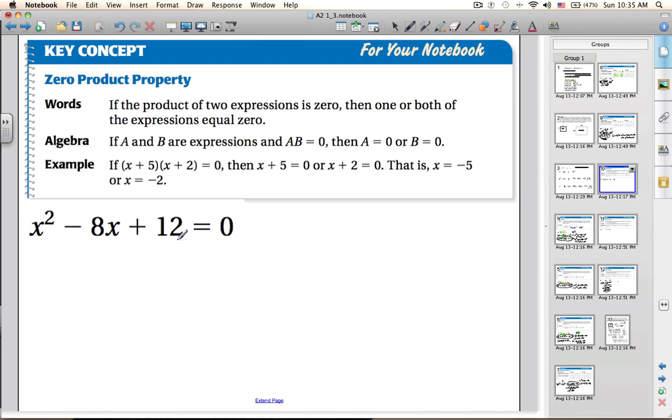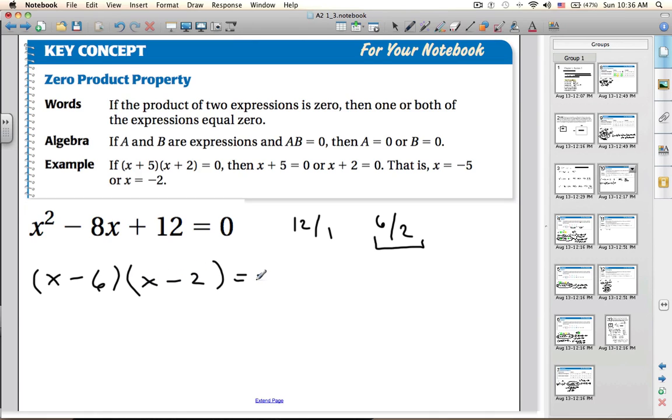So now I want the factors of 12 that will add up to 8. Well, let's see. 12 and 1 add up to be 13. Then I could have 6 and 2. Okay, those add up to be 8. There we go. I know that my signs are the same. And I know that they're both minuses. So I'm going to have x minus, x minus. When they're the same, it doesn't matter where I put them.